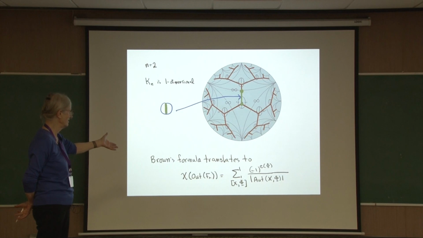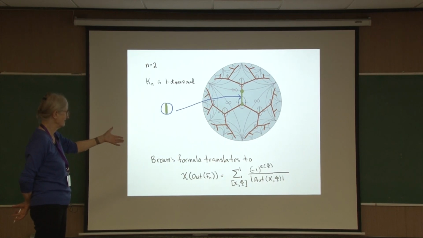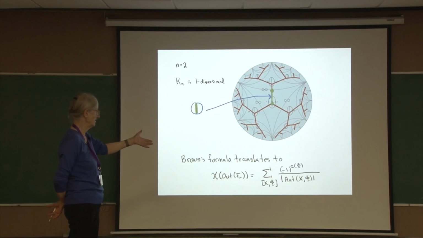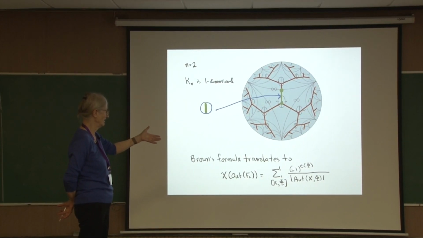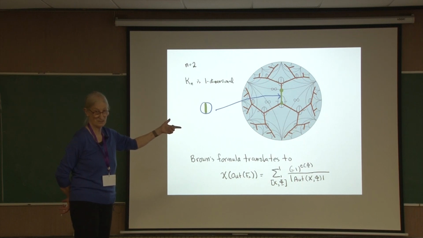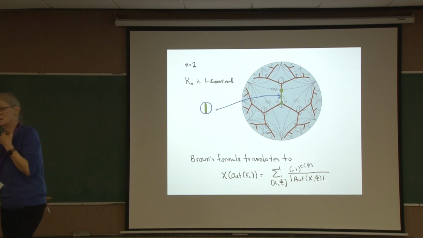of Out of Fn, I have to add, instead of over isomorphism classes of graphs, I have to add over isomorphism classes of pairs consisting of a graph and a forest. I have to take -1 to the e of phi, because that's the dimension of my cube, divided by the group of automorphisms of x that take the forest to itself.